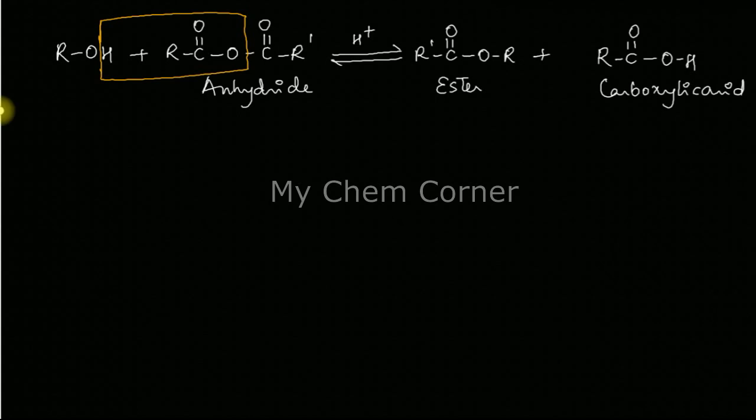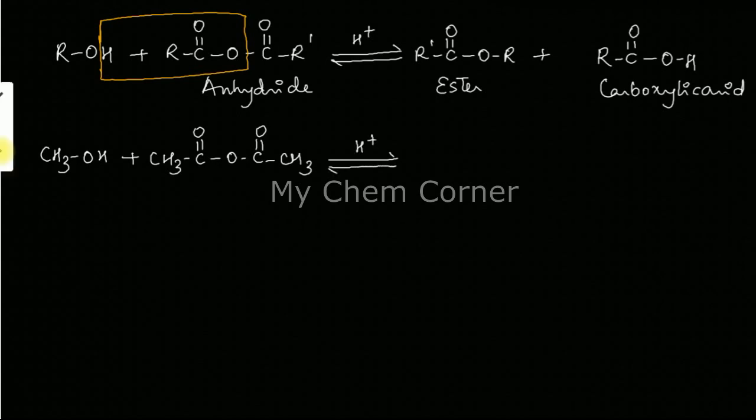Alright, so if you take an example where both R groups are given, then you can take CH3, CH3. So let's take an example. I have CH3OH plus R groups. I'm just taking CH3 just to make my reaction clear and you ensure that the reactions are correct. You don't have to go for any fancy bigger ones. You just have to ensure that your answers are correct. So I've taken methanol and I've taken acetic anhydride.